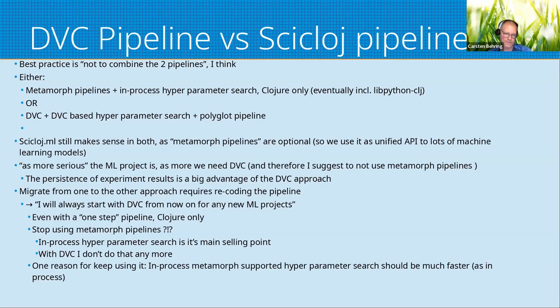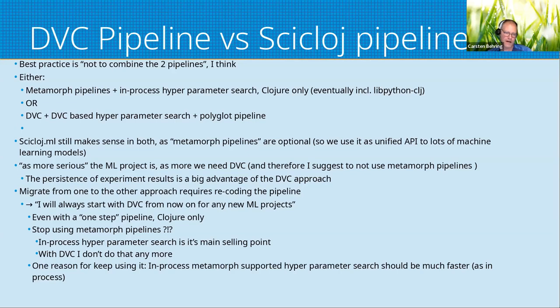That's because of the persistence of experiment results, but also the other features of DVC, like the data versioning and the versioning of the code. It keeps track of code changes, which Santiago didn't mention. So DVC keeps track of code changes, data changes, hyperparameter changes, and metric changes. It keeps track of these four things together, and the relationship between these four.